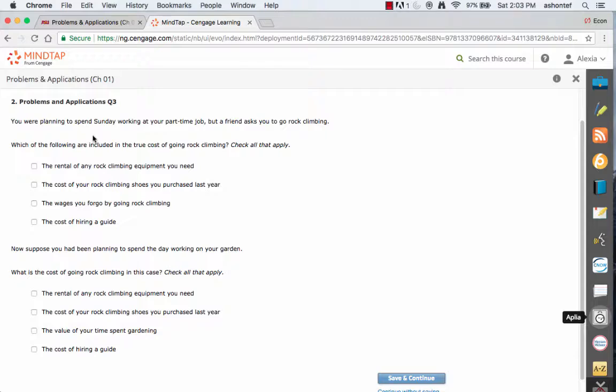The next part says the wages you forgo by going rock climbing. So if, because you wouldn't work that day, you go rock climbing, have you not foregone those wages? And if so, that's a cost to you. If you decide you want to hire a guide to show you around when you go rock climbing, that would be a cost that you would have to incur. So when you answer this question, you want to check mark the ones where it's an actual cost today that you would be incurring.